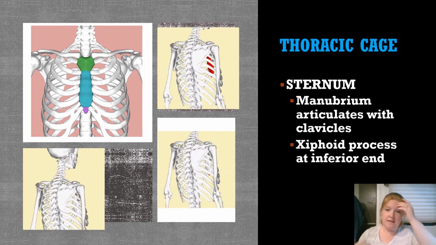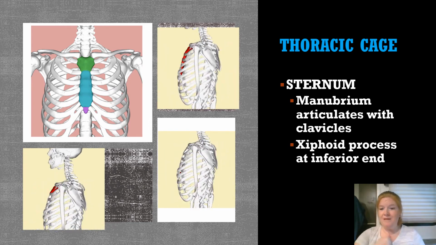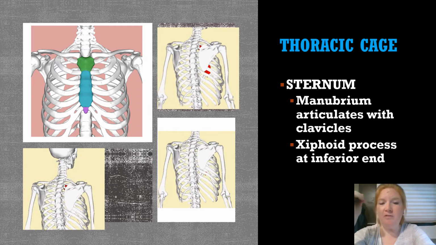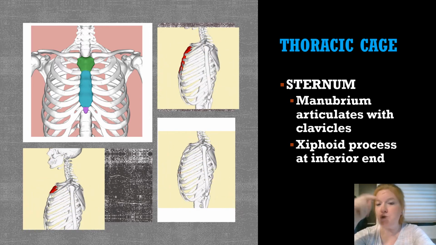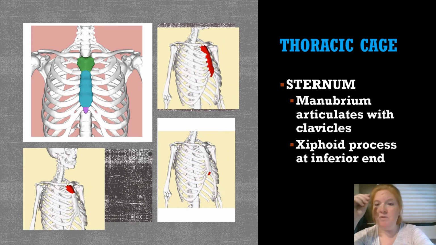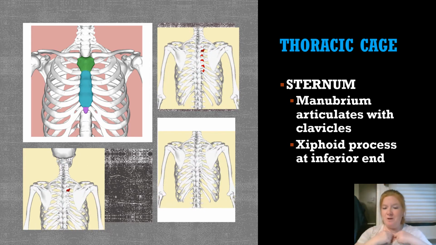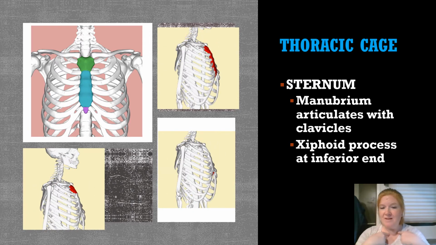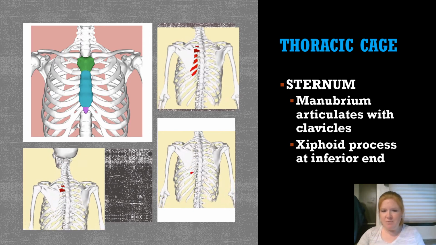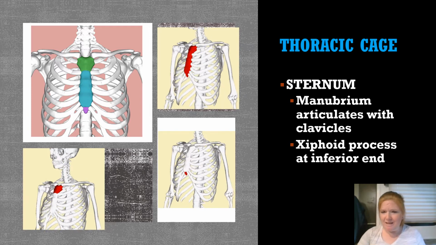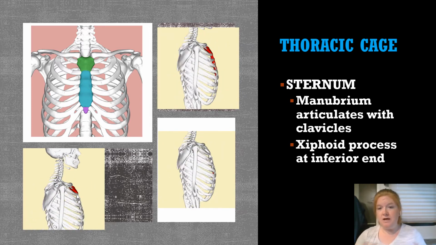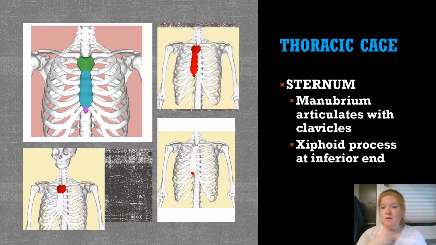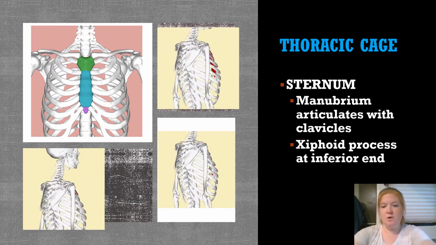Then the thoracic cage, so the sternum, right here, your heart protector, okay? Well, it has a couple of parts to it, right? So 2 parts are what I want you to remember. The manubrium, that's at the top where it kind of bulges out, where it's wider up here, that articulates with the clavicles. And then the xiphoid process, that little bit at the end, that is the inferior end. So the manubrium is superior, the xiphoid process is inferior, but the whole thing is called the sternum.